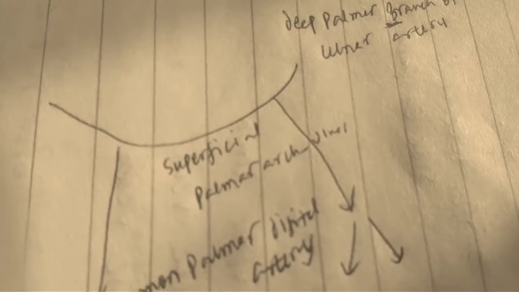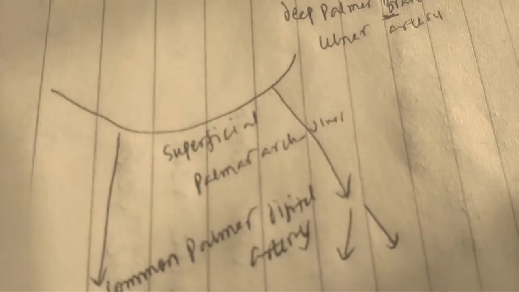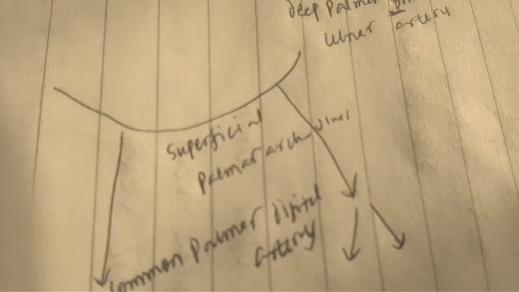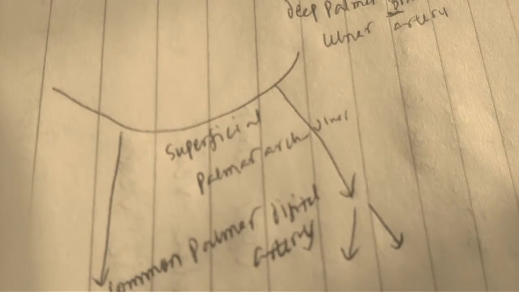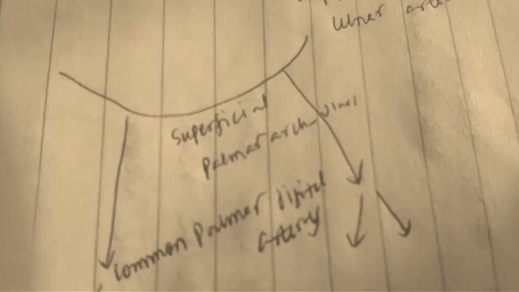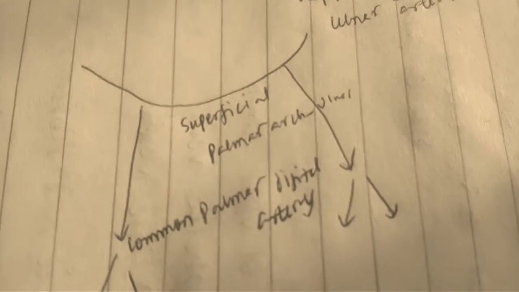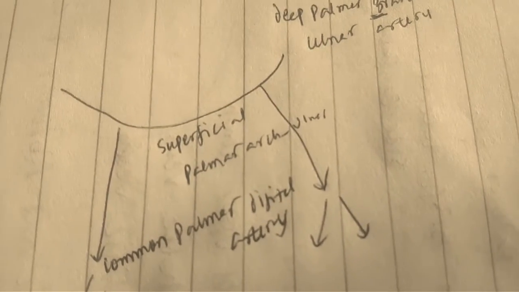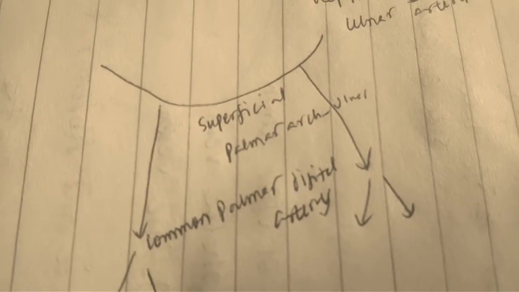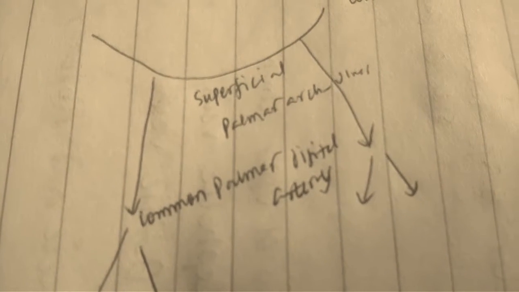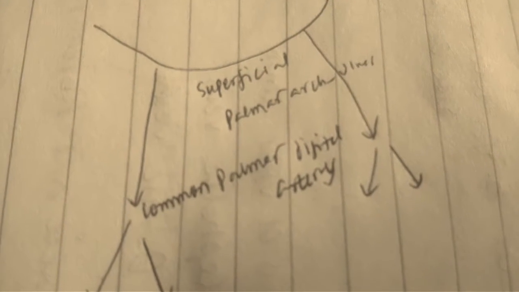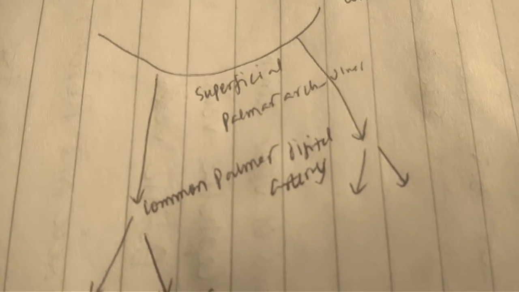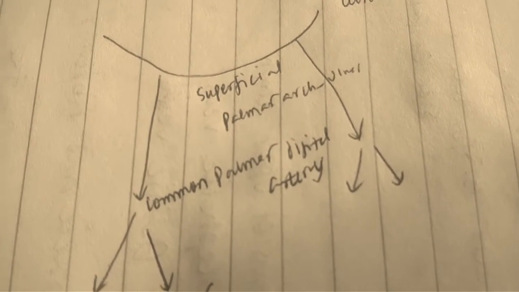So when we say forward aspect, we must consider the fact that the superficial palmar arch would be responsible to give out some of the arteries which are called the arteries to the individual fingers, or let's say the common palmar digital arteries. Now why is it called common palmar? Because these arteries will give out branches to each of the fingers.